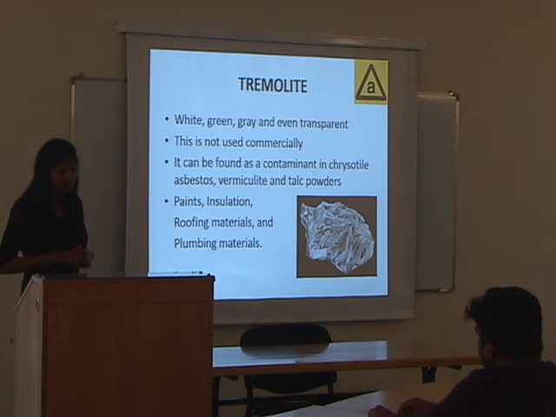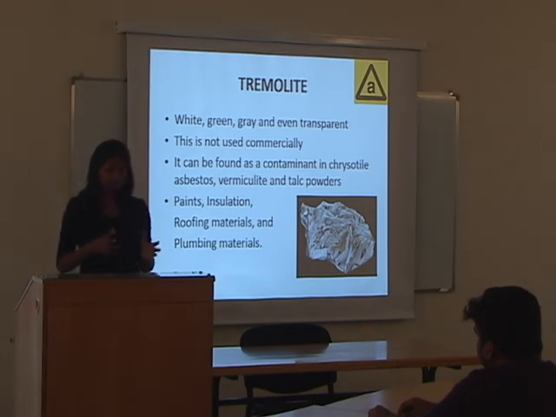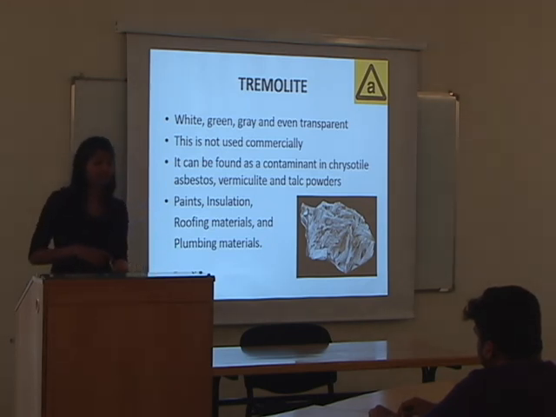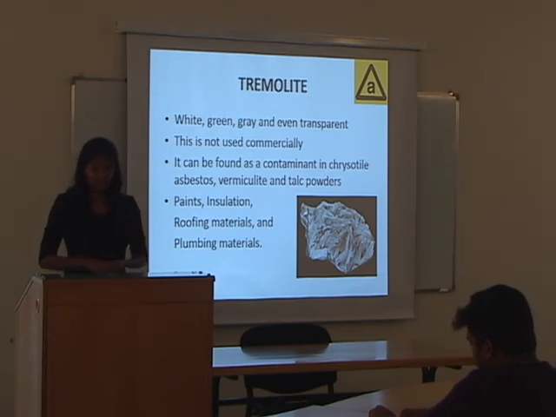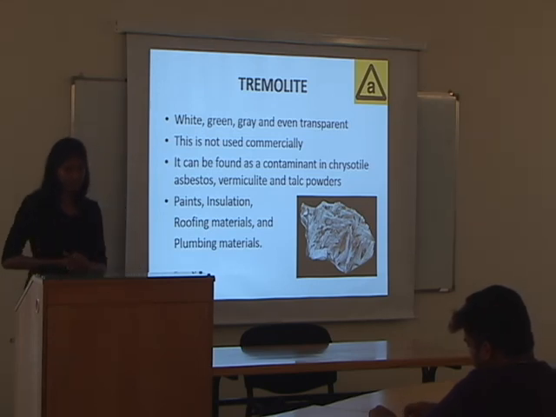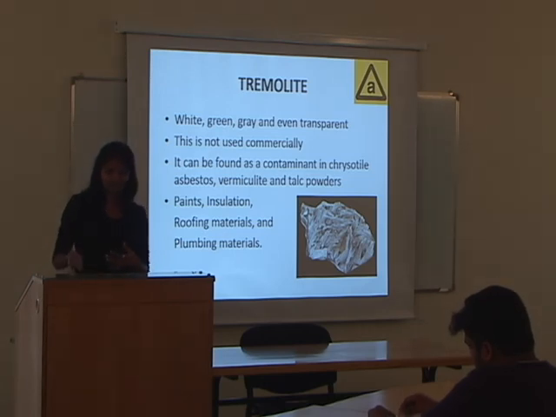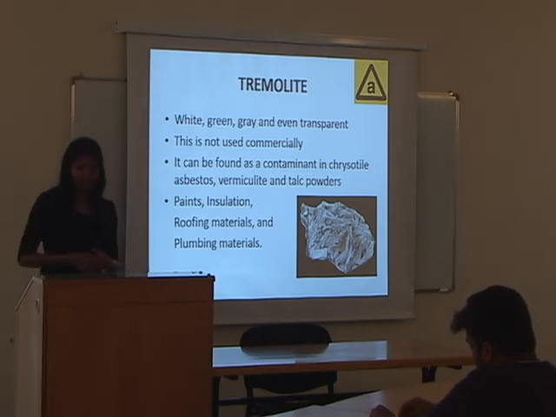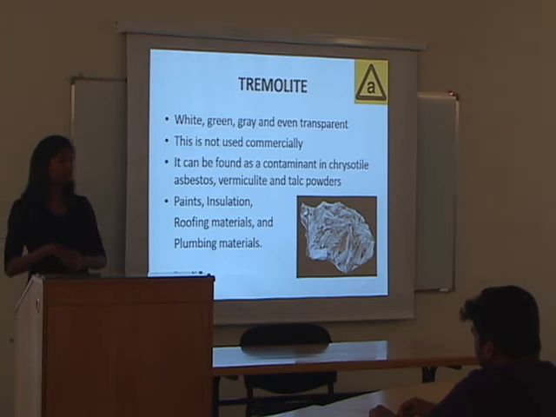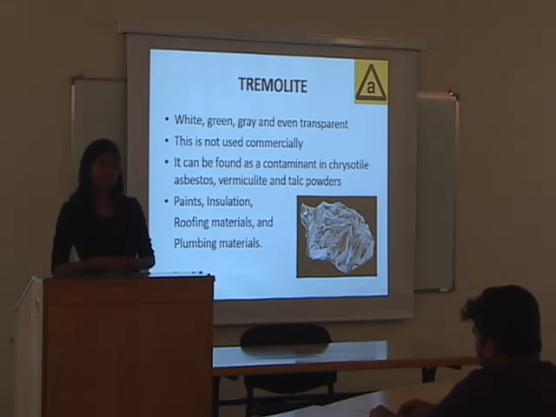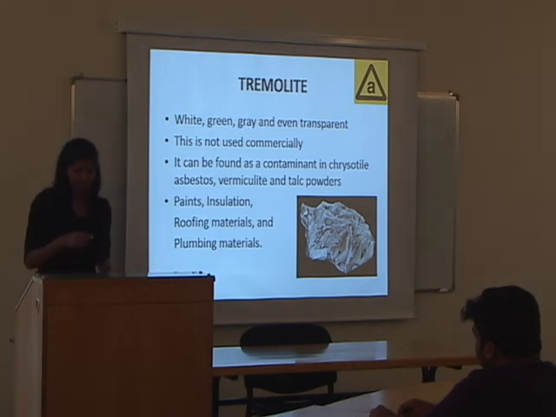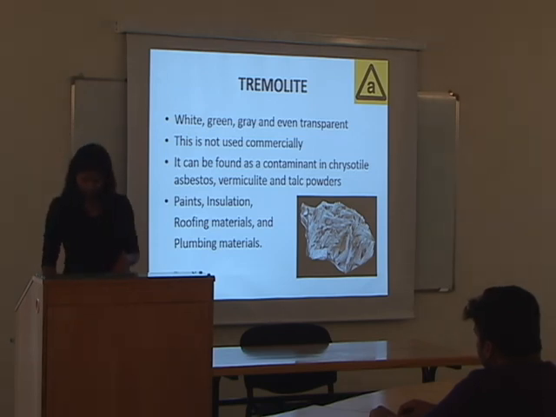The next one is tremolite. It can be in different colors: white, green, gray, and even transparent. It's not used commercially, but it's found as a contaminant with other substances like chrysotile, vermiculite, and talc powder. Vermiculite is also an insulator, but it's less toxic compared with asbestos. Tremolite was used in paints, insulation, roofing materials, and plumbing materials.